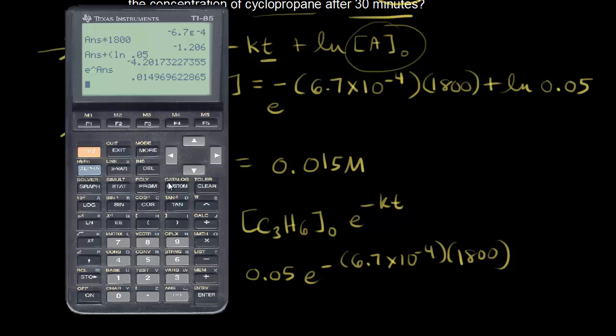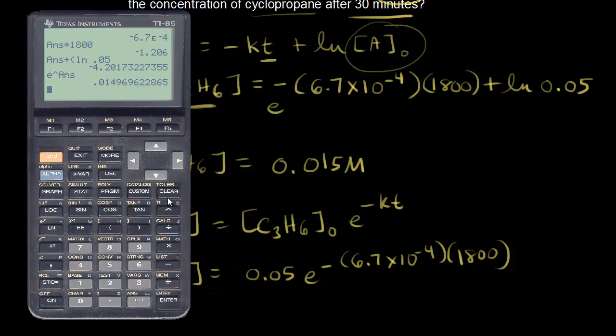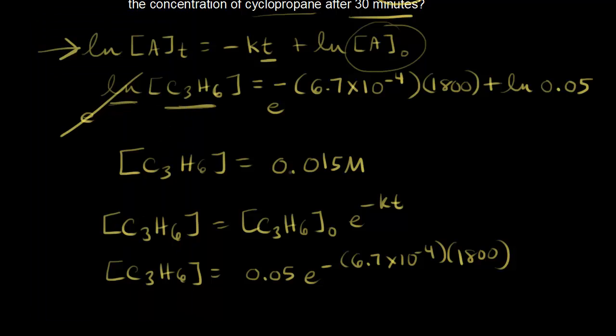So we could do the problem this way. Obviously, we should get the same answer. Let's just go ahead and show that here. So we have negative 6.7 times 10 to the negative 4 times 1800, and then we would take e to our answer, and then we need to multiply by the initial concentration of 0.05. And so obviously we get 0.015 molar again. So it doesn't matter which equation you start with, you're going to get 0.015 molar for your concentration of cyclopropane.